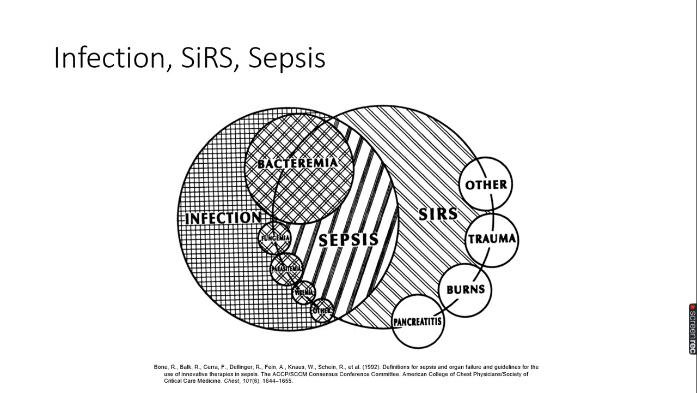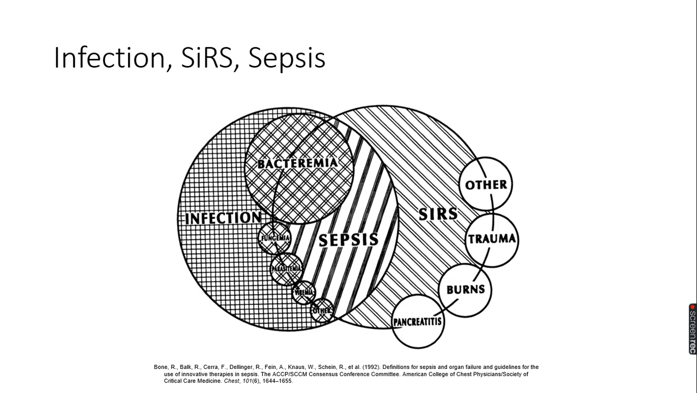Bone and colleagues in 1992 were able to summarize the causes of septic shock, especially, and they created this very famous Venn diagram which shows the contribution of each infection towards sepsis and septic shock. So we have this interlink between infection, systemic inflammatory response syndrome, and sepsis. The infections listed are bacteremia, fungemia, parasitemia, viremia, and others in that descending order, which intersect with sepsis.